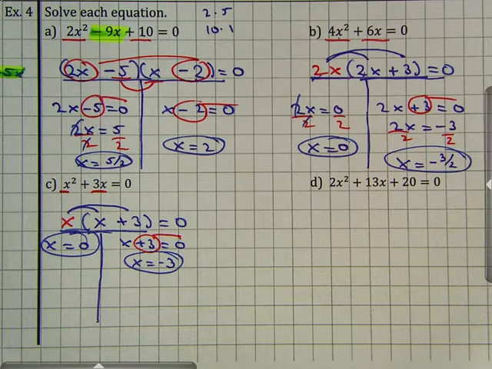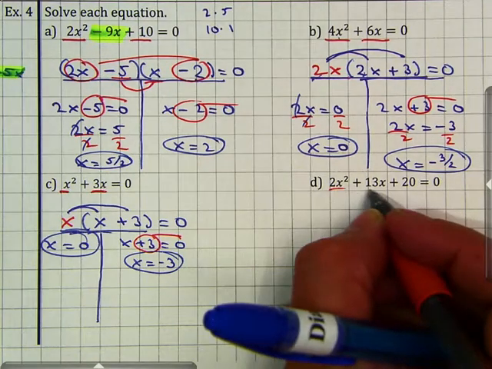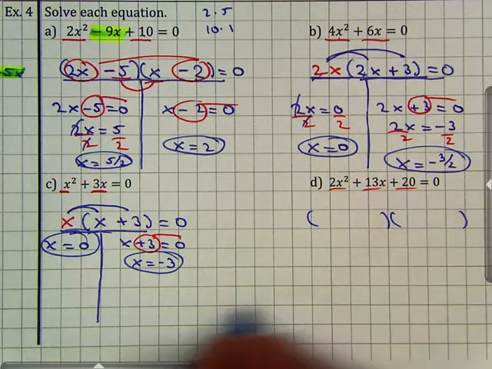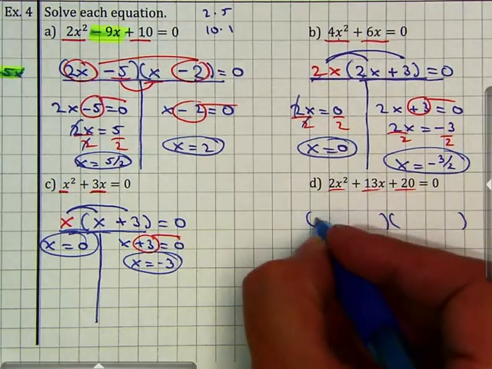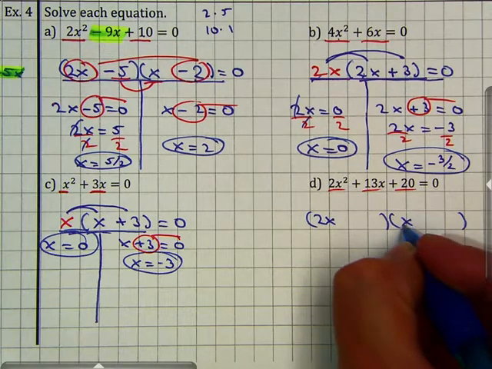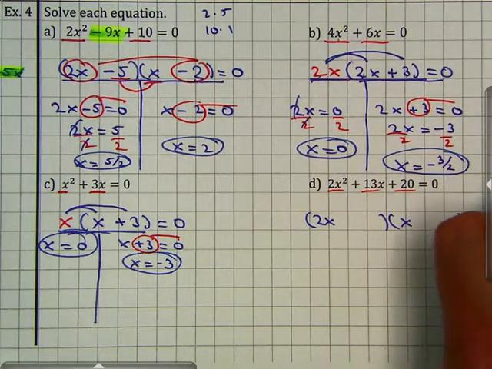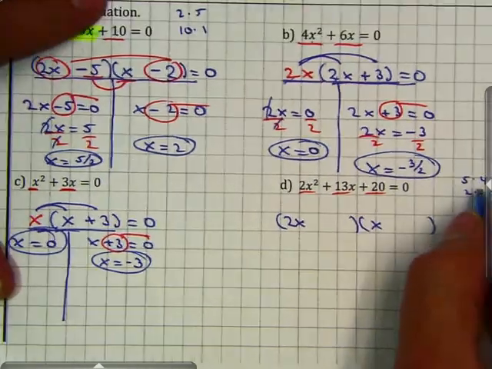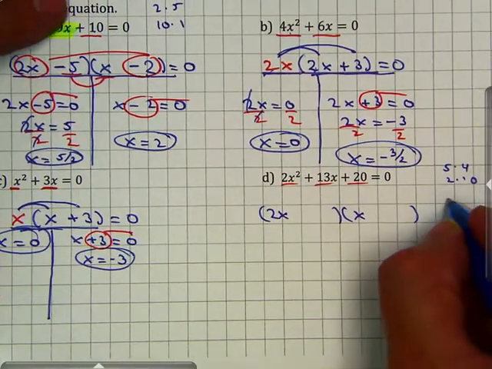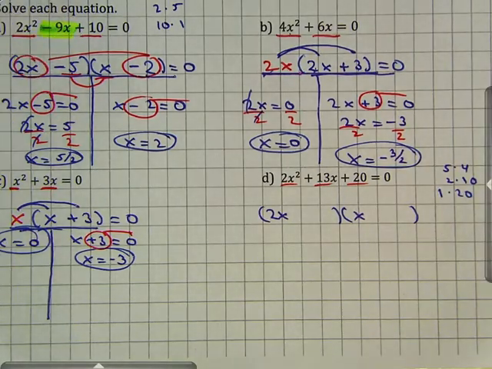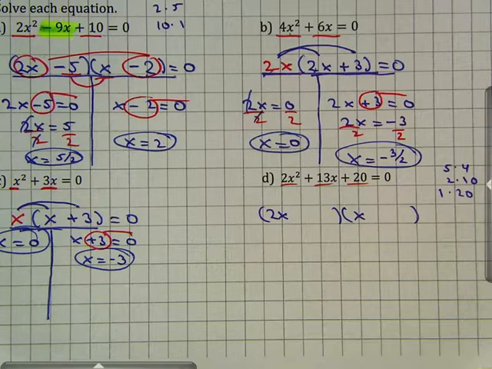Letter B. I have 3 terms, so therefore I know that I need to use my double parentheses. Factors of 2x squared will be 2x times x. Factors of 20, I can use 5 times 4, 2 times 10, or 20 times 1, or 1 times 20. So which one did you guys use? Correct. You guys use 5 and 4.